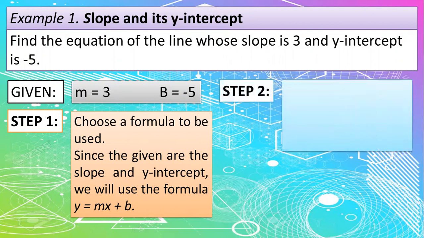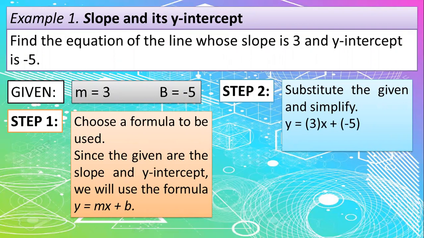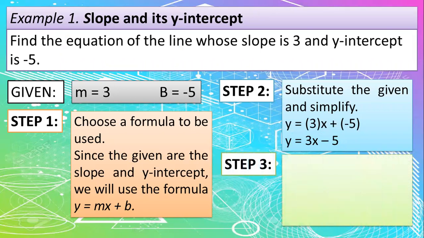So for our step number 2, we need to substitute now the given and simplify. So si m mo is 3, nilagay natin. Si b mo is -5, nilagay din po natin. So we have now 3 multiplied by x is 3x, of course, minus 5. So meron na po tayong y value. Nakuha na natin siya. But we need to write this in standard form.